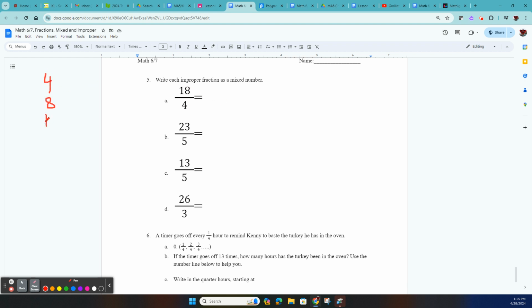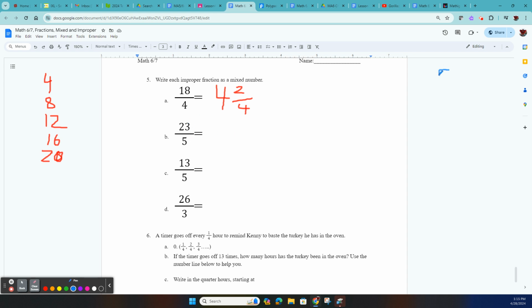4, 8, 12, 16, 20. Okay, 20. How many times does 4 fit in 18? Well, 1, 2, 3, 4 whole times. And then what would be left over? Well, 18 take away 16. Okay, well, that'd be 2 left over. And then my denominator stays the same. 4 and 2/4. All right, cool, we're cooking.